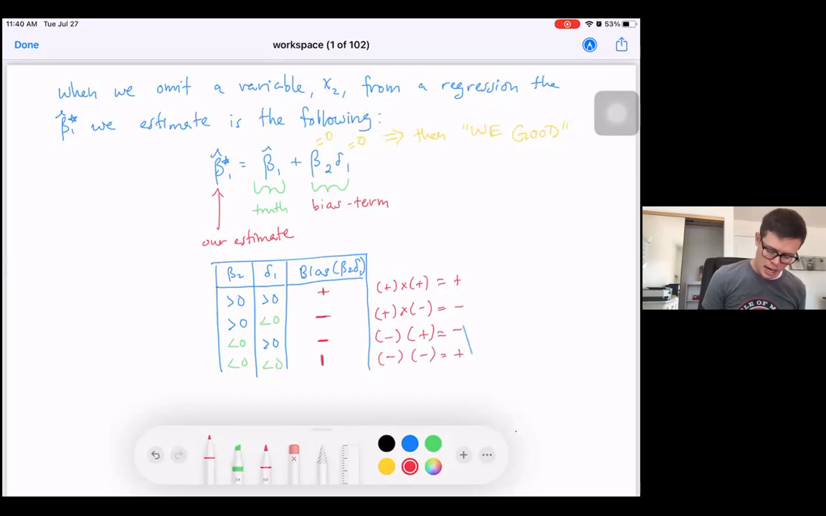So we did this table together in the slides. This is really important. This is a really awesome formula. We know what we're looking for, which is we'd like to find an estimate of beta 1 that's close to the true beta 1. And the bias term is the relationship between X2 and the outcome variable, and the relationship between X2 and the variable that we have.